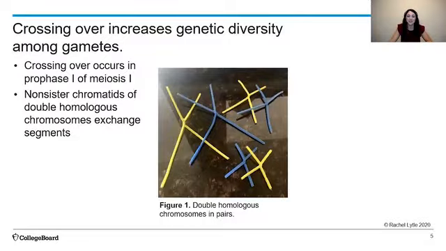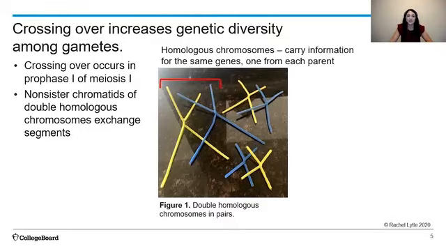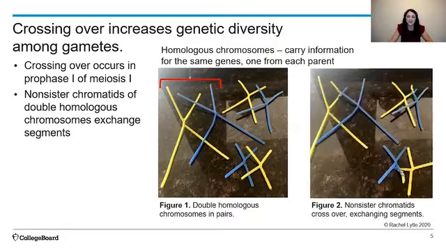So in prophase 1, you can see in our figure that there are these double homologous chromosomes that are in pairs. And homologous chromosomes are chromosomes that carry information for the same genes, and you have one from each parent. So we've represented those here with different colors. So non-sister chromatids of those double homologous chromosomes actually exchange segments. And so you can see here in figure 2, where the red circles are, that the pieces of non-sister chromatids have broken off and switched places on those homologous chromosomes.